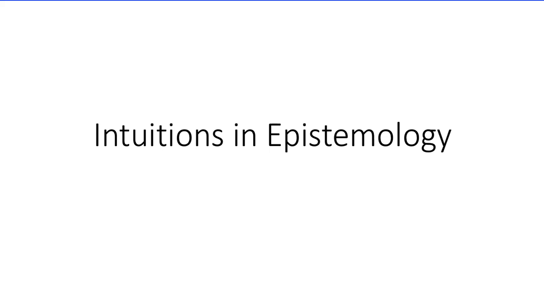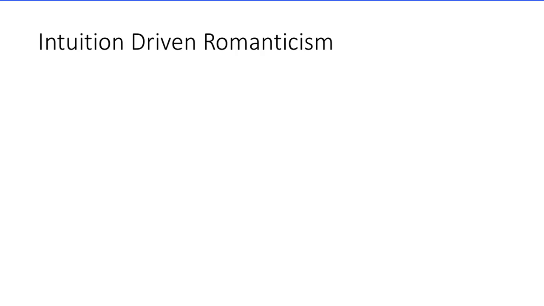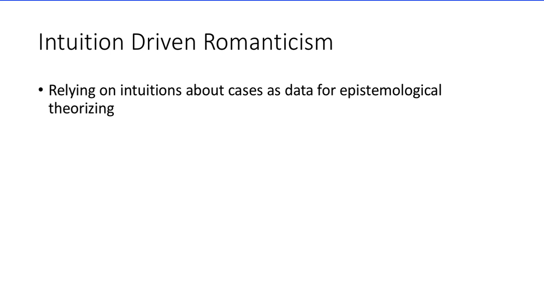Let's think a bit more about the role intuitions are supposed to play in epistemology, at least traditionally. There's a particular way intuitions are used, and Weinberg, Nichols, and Stich have this silly name for it. They call it intuition-driven romanticism, and we'll use that for now. The idea is that what we do in epistemology, and we've been doing this a lot all semester, is rely on intuitions about cases as data for doing epistemology, for our theorizing.